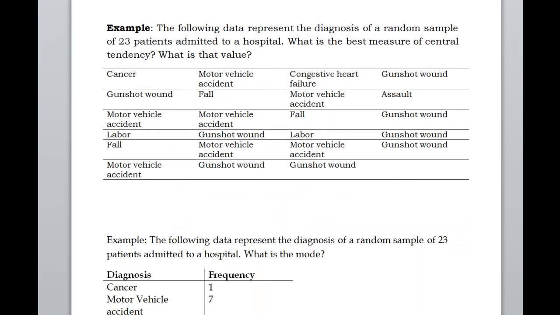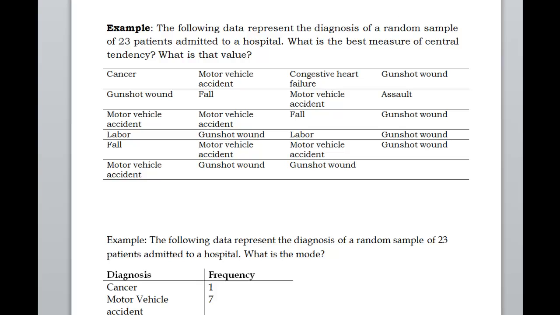Okay, so here I have some data that represents the diagnosis of a random sample of 23 patients admitted to a hospital. What is the best measure of central tendency, and what is that data value? Okay, how would we answer the first question? What's the best measure of central tendency? The mode. Why the mode? Because it's qualitative data. We can't calculate a mean here. We can't calculate median. The only thing we can do with qualitative data is the mode. Okay, so we'd have to use the mode here.